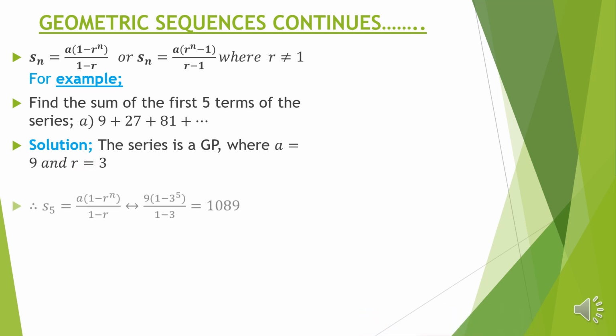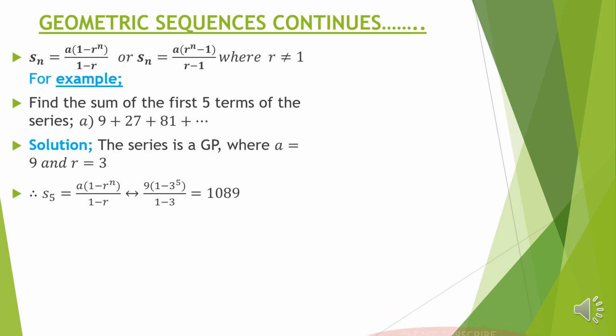Once I have those, I can recall the formula for the sum of the first 5 terms. S5 equals A into 1 minus R to the n, over 1 minus R. I can substitute this quickly: A is 9, 1 minus 3, because R is 3, raised to n, which is 5, over 1 minus 3. If you work out this value, we end up with 1089.